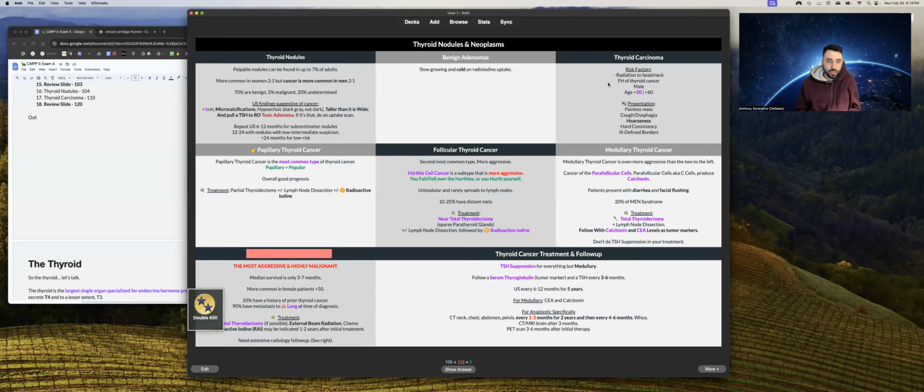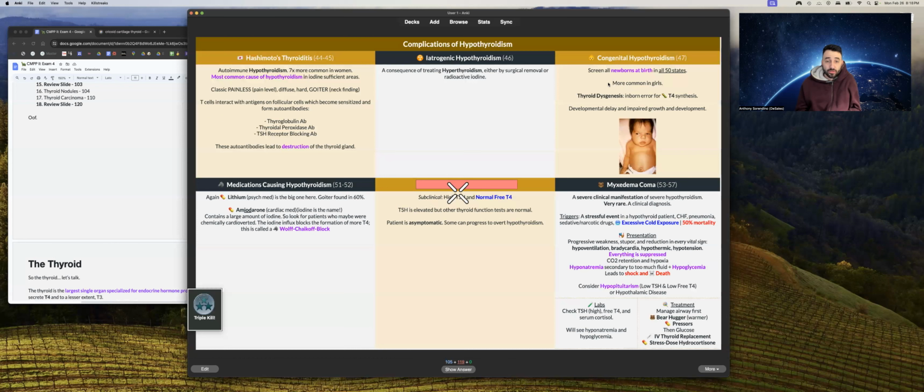Hürthle cell cancer is a subtype that is even more aggressive than follicular thyroid, which is already more aggressive compared to papillary. Bottom left is going to be anaplastic thyroid cancer. Real bad. It's going to met to the lungs. You need an insane amount of radiology, monthly CAT scans, basically.